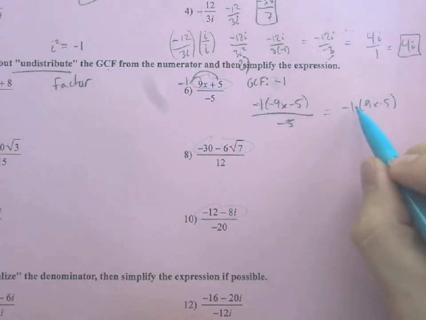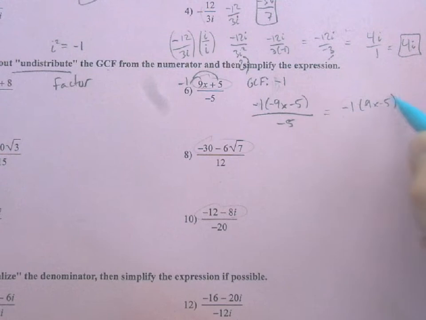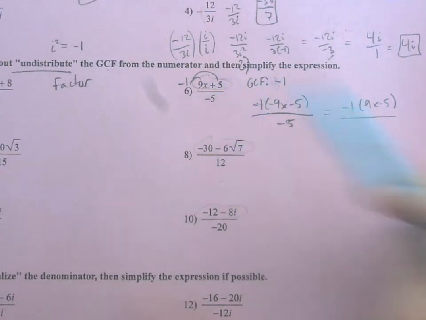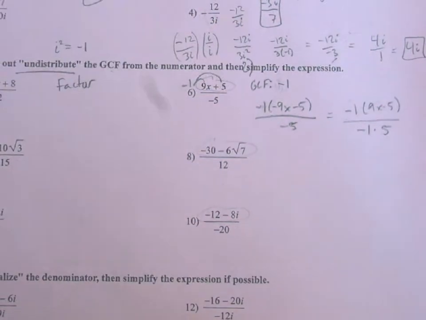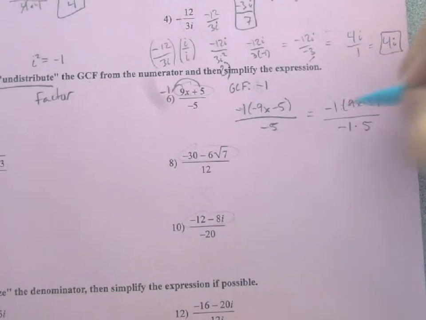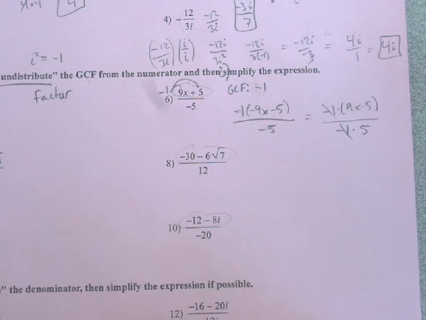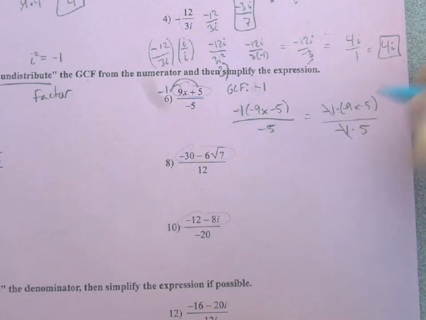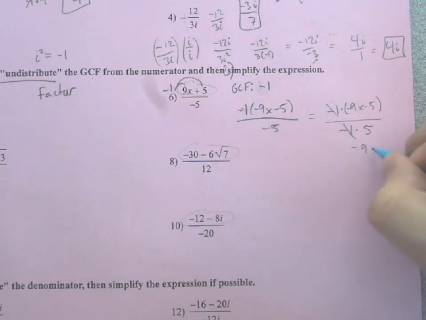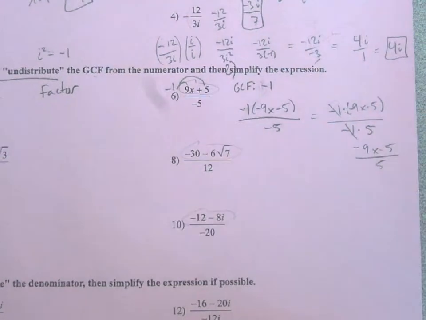Now notice that these 2 things are factors now. This piece and this piece are factors. It was like we had a sum here, 2 things getting added, but now we have a chunk multiplying another chunk. On the bottom, we might notice that there's a common factor here of negative 1. So this is actually kind of a tricky problem because it's hard to see the common factor. But we'll do a couple here so you can get the hang of it. So the negative 1 cancels with the negative 1. And so this is kind of hard to see. Those both had negatives on there. So what we're left with is negative 9x minus 5 all over 5.